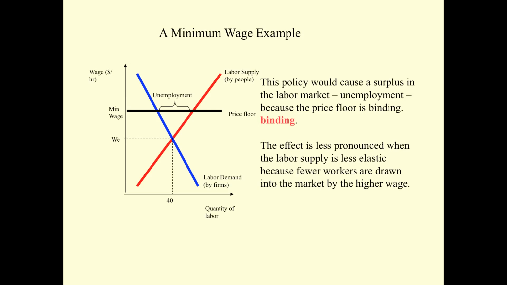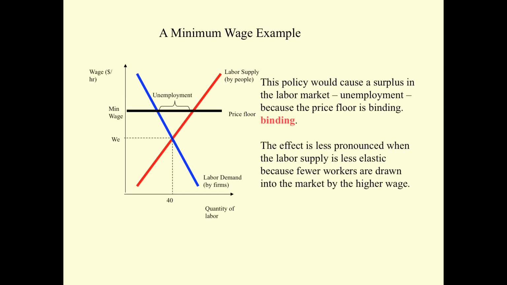The red upward sloping curve is labor supply, and that's you and I. We are households and we supply labor to the market. When wages are very, very low, a lot of people will choose to, for example, stay home and not work. But as wages become higher and higher, it becomes more economically advantageous to participate in the market.